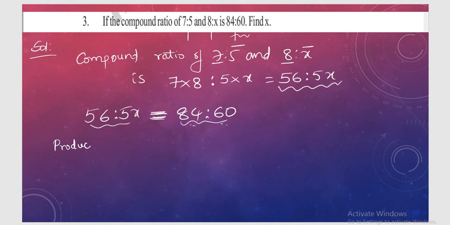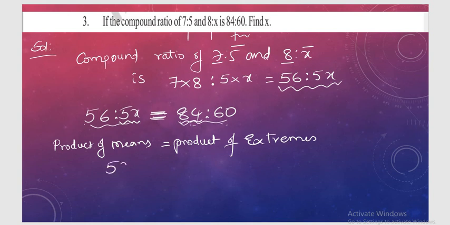So product of means is equal to product of extremes, right? So when to use proportionality, when to use compound ratio, that we need to understand. So product of means is equal to product of extremes, right? So from this, product of means is nothing but the terms which are nearer to the equality symbol. So 5x into 84 is equal to product of extremes, so 56 into 60.